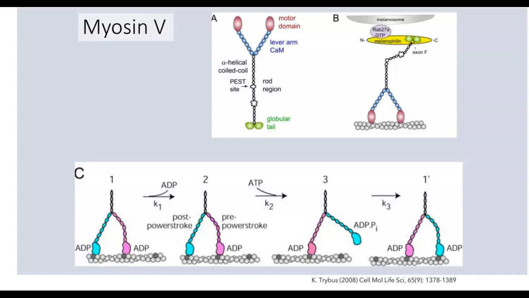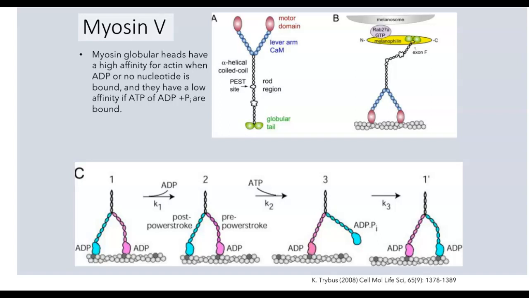What I want you to know about the way that myosins walk along actin is that it's going to involve binding ATP and breaking it down and using that in order to take a step. A general rule, not just for Myosin 5, but for myosins in general, is that the globular head has a high affinity for actin when ADP, or no nucleotide, is bound to that cleft in the globular head. But if they have ATP, or if the ATP has been hydrolyzed to form ADP and an inorganic phosphate and both are bound, then the globular head will have a low affinity.